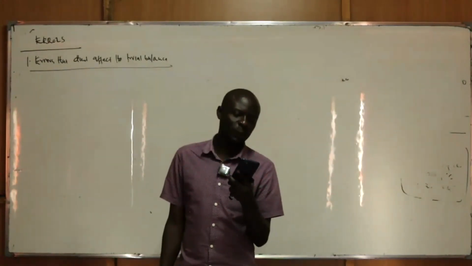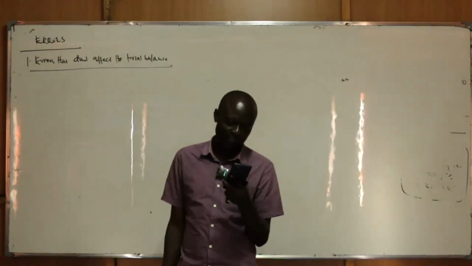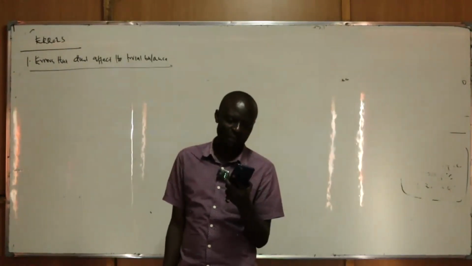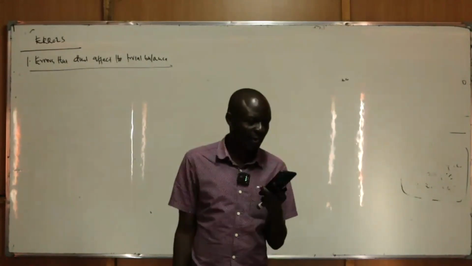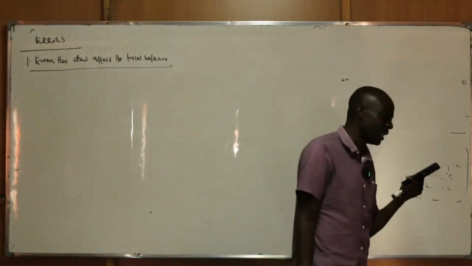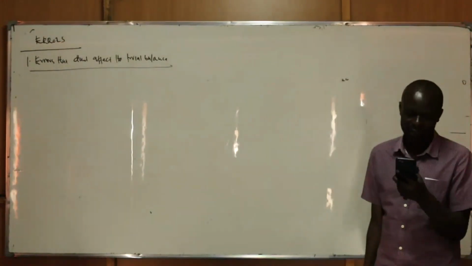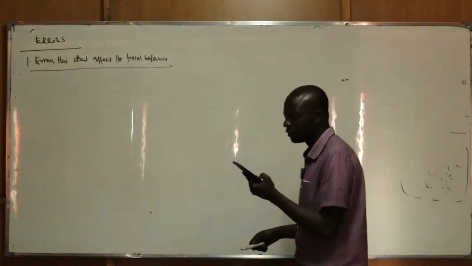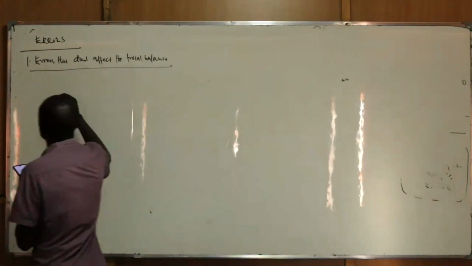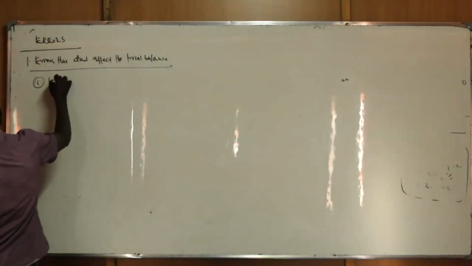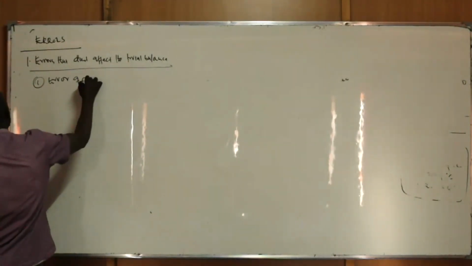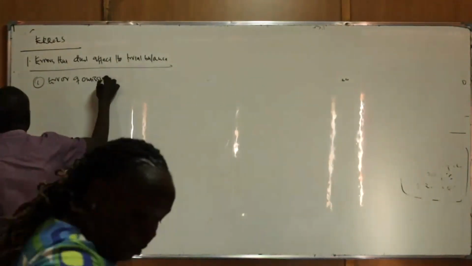The trial balance produced from the accounts appears correct, i.e. debits are the same as credits. However, errors may have been made, and therefore the balance shown in the trial balance may be incorrect. This kind of errors, we have 6 of them. Number 1, we have what we call error of omission.